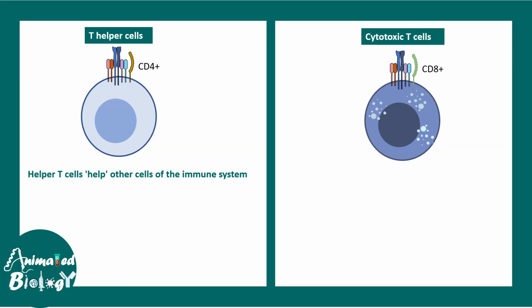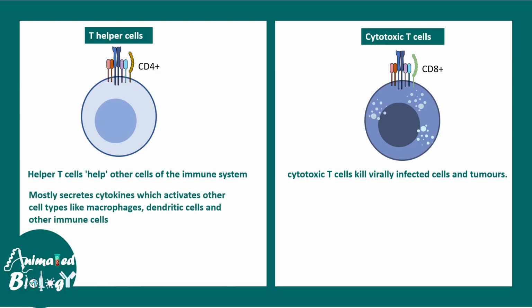So the helper T cells help other immune cell types to perform their function. So they coordinate with many cell types. Whereas the cytotoxic T cells are like cold blooded killers. They directly kill the cells which are infected by virus, or let's say it's a tumor cell.